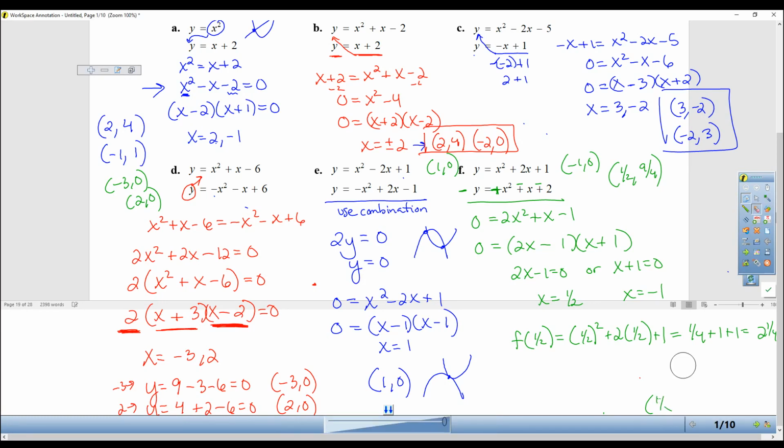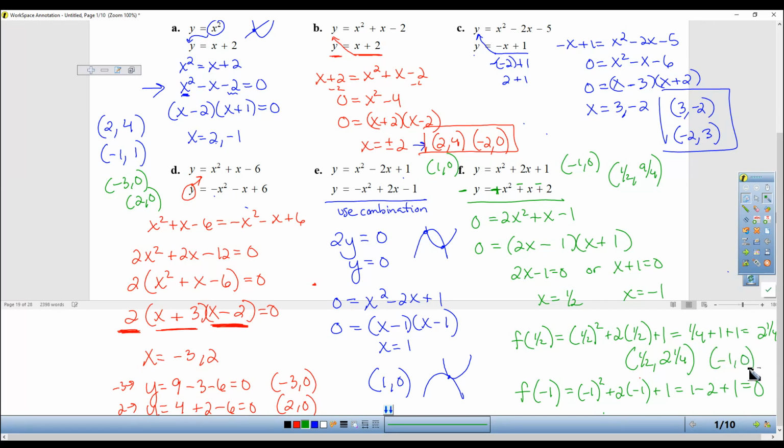So one of the answers is 1/2 comma 2 1/4, which I wrote up here as 9/4, same thing. And then the other answer, I plug in the negative 1, which is going to be much easier. Negative 1 squared plus 2 times negative 1 plus 1 is 1 minus 2 plus 1, which is 0. So the other answer is negative 1, 0.